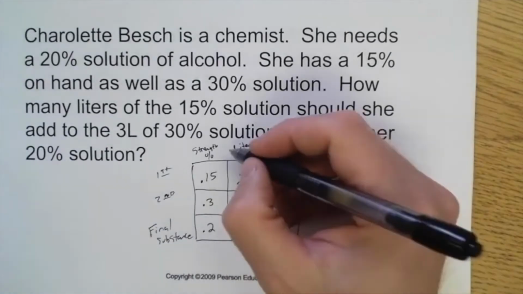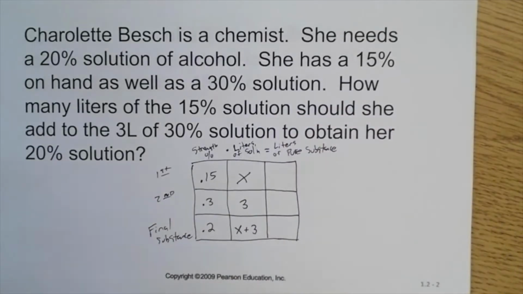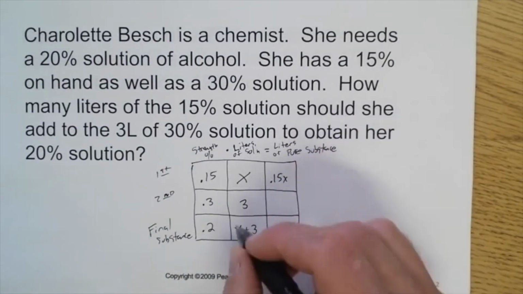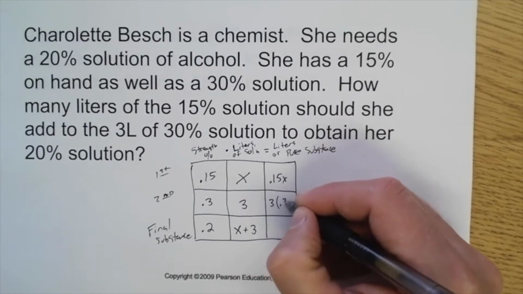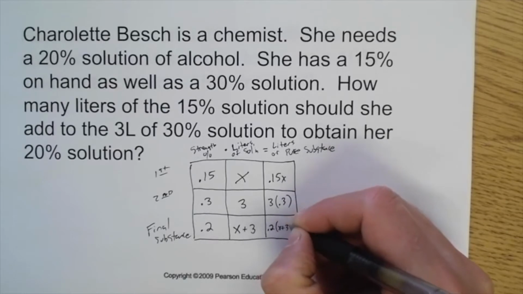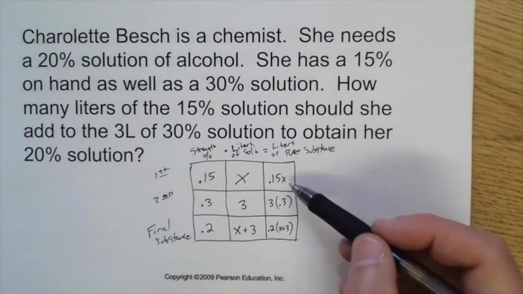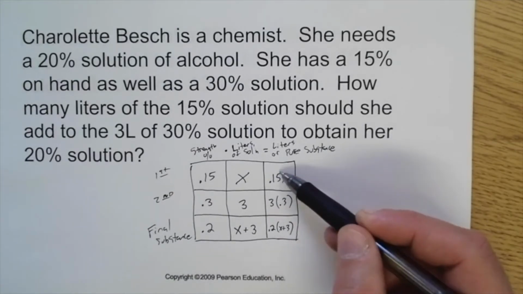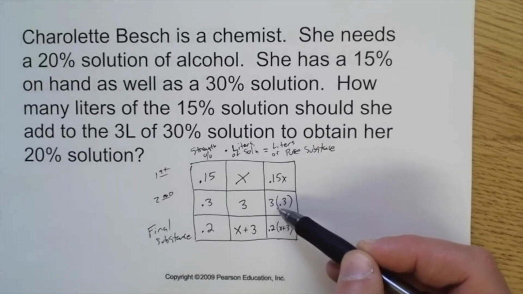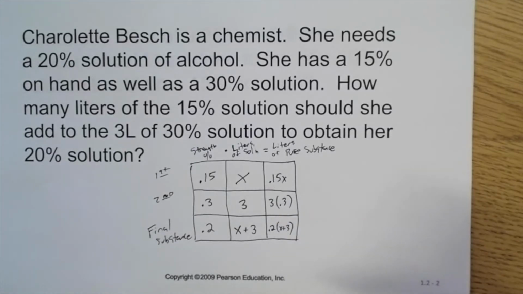And just like we did with motion problems, we're multiplying the first two columns together to get the last column. So I'm going to have 0.15x here, 3 times 0.3 here, and then 0.2 times x plus 3. And so, again, these percents relate to alcohol for this particular problem. So this represents how much actual alcohol is in the first one. This represents how much actual alcohol is in the second one. And then this expression represents how much alcohol is going to be in the final 20% substance.